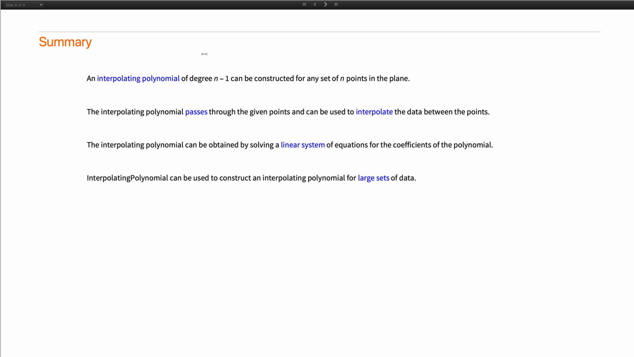Okay, so that's the end of this session, and the main point is that an interpolating polynomial of degree n minus 1 can be constructed for any set of n points in the plane, and this polynomial of course passes through those points, and it can be used to interpolate the values between the points. From the linear algebra perspective, you would solve a linear system of equations to get the coefficients for that polynomial. And of course, we have a built-in function, InterpolatingPolynomial, which can be used to compute this polynomial for large sets of data, keeping in mind that as the data sets become large, the computation will become quite complicated. So I'll stop here. Thank you very much.